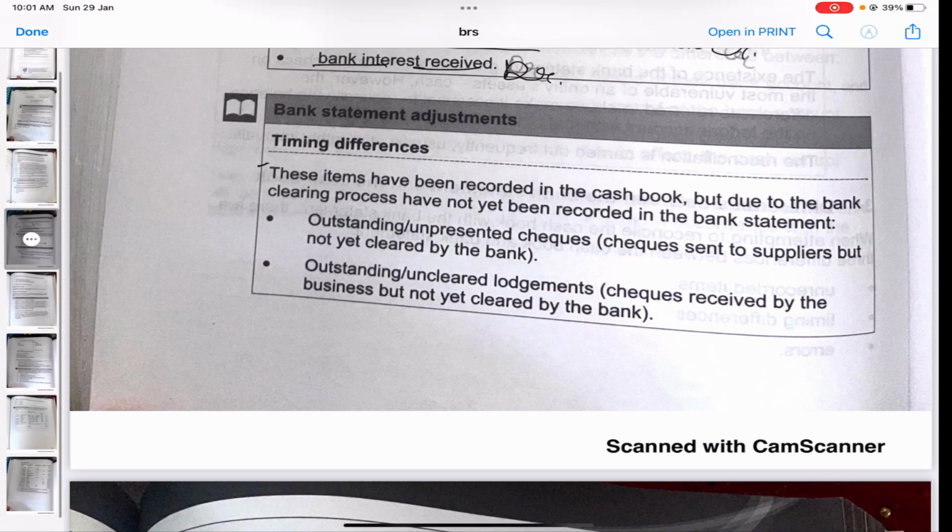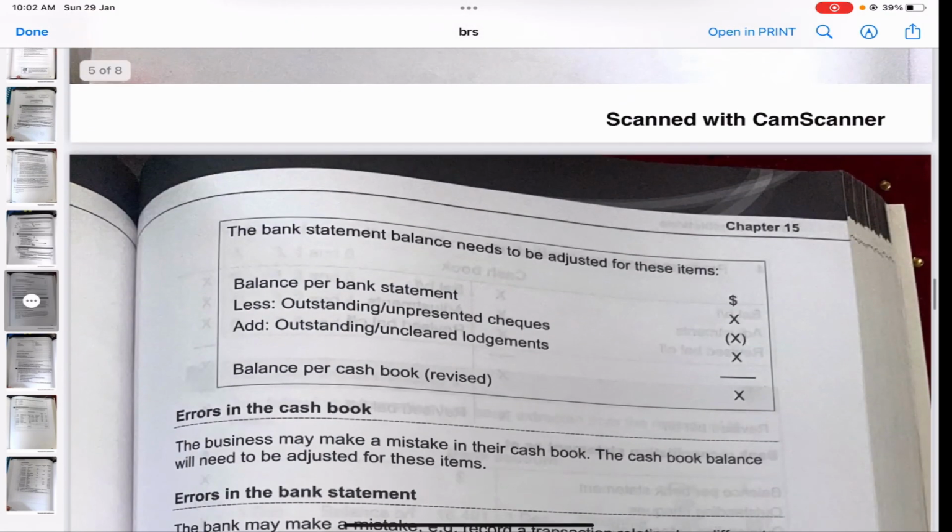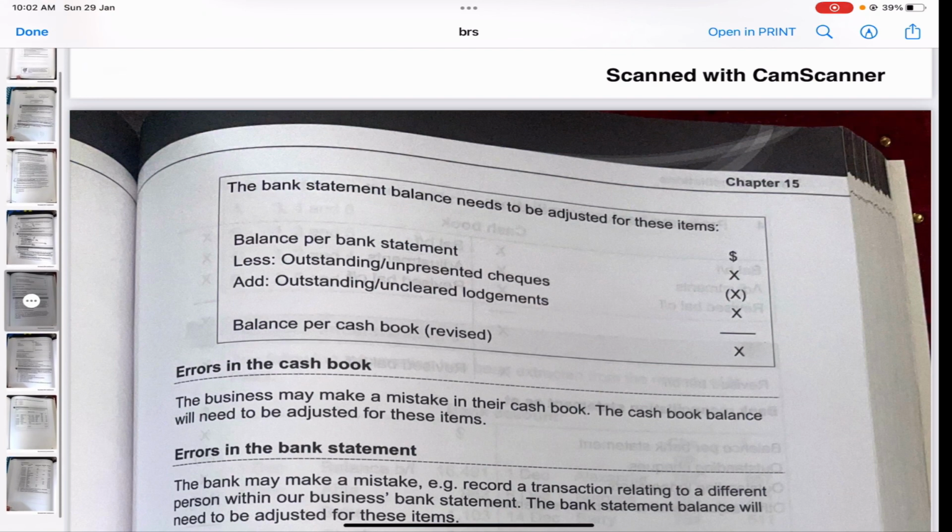Now we'll be talking about timing differences. What is a timing difference? These items have been recorded in the cash book, but due to the bank clearing process, they have not been recorded in the bank statement. So timing differences are outstanding or unpresented checks, or outstanding or uncleared lodgements. We have discussed both of them, right? Outstanding or unpresented checks are checks sent to suppliers but not cleared by the bank. Uncleared lodgements are checks received by the business but not yet cleared by the bank. We have already discussed that.